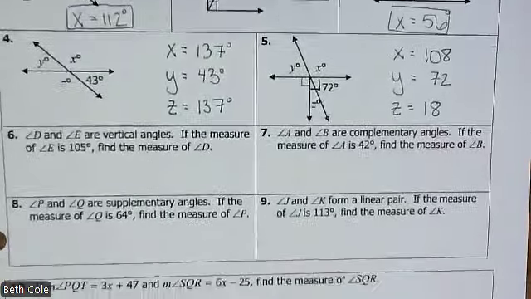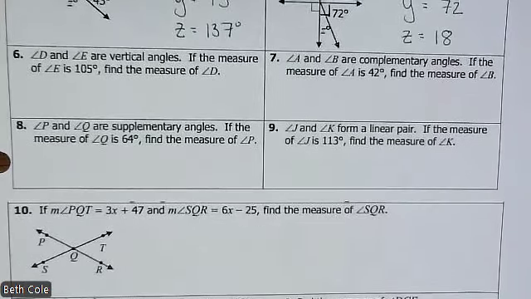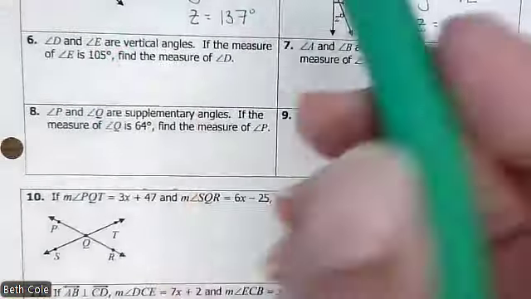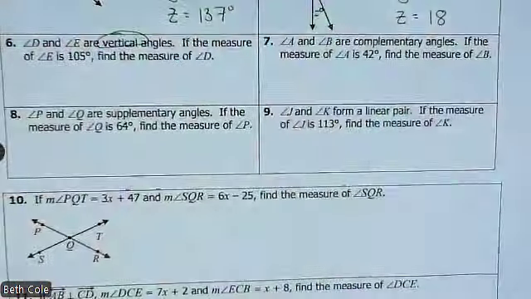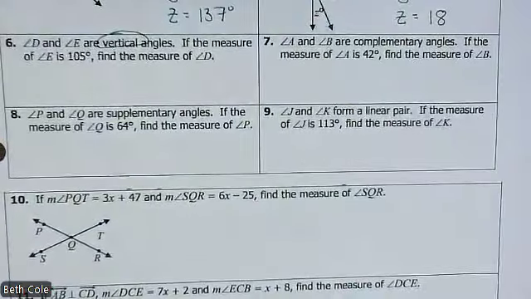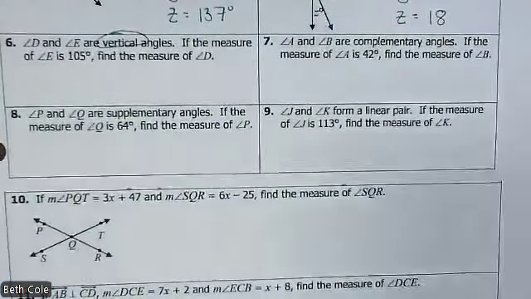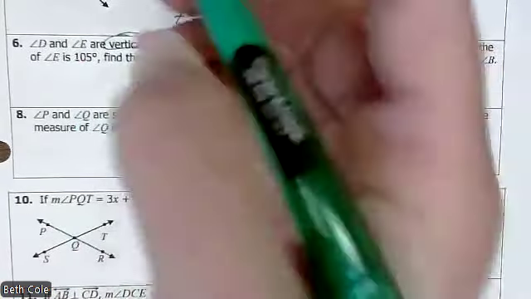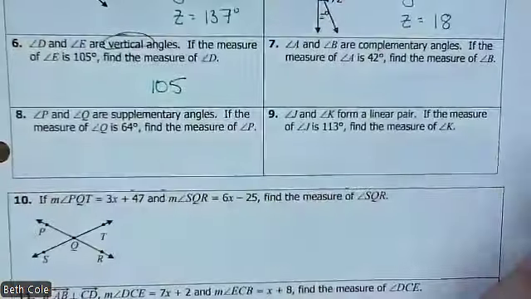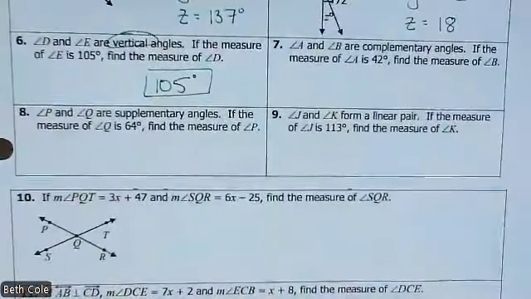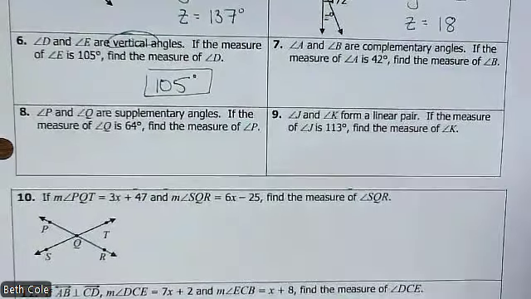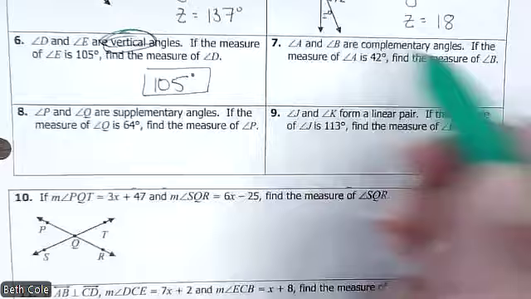All right, now here we're going to have to read words. So we're going to have to actually read stuff. Don't talk over me. D and E are vertical angles. That means they're across from each other, which means they are congruent, means they're the same. So if angle E is 105, that means angle D is also 105. Everything in geometry is either congruent, adds to 90, or adds to 180, is pretty much what they all are. Right? So that's what vertical means, is that they're the same.